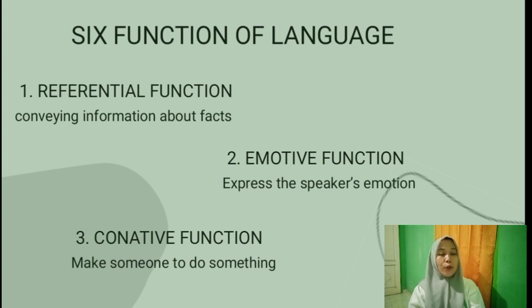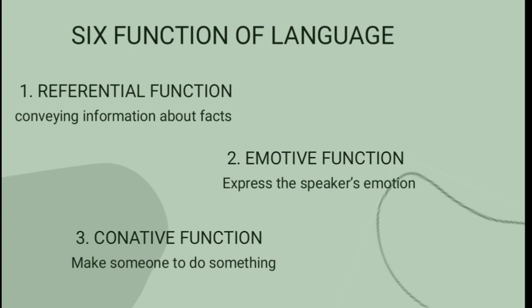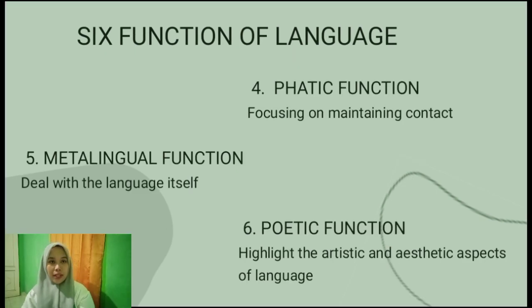Next is conative function. Conative function is oriented toward the addressee or the receiver. We use this function to make someone do something. So that's why it's focused on the receiver, because we use this function to make someone do something. For example, when we say, go away, go clean your room, go to hell. No, I'm just kidding.